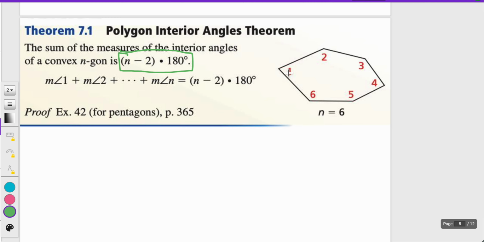So for example, this shape here has 1, 2, 3, 4, 5, 6 vertices. Since this is a 6-sided figure, you could do 6 minus 2 and then multiply that by 180, and that'll give you your total degree measurement.